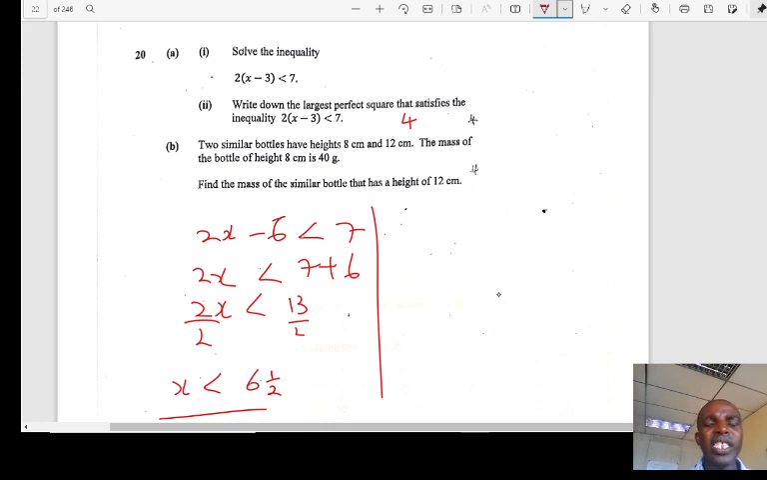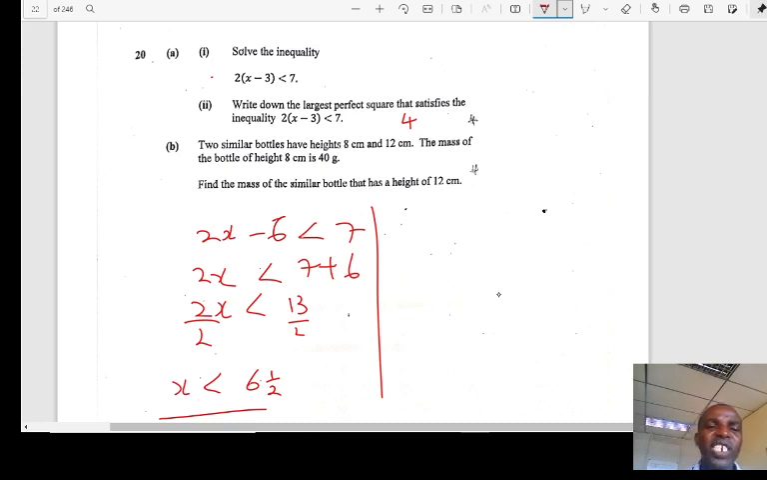Right, what you do here, these are similar bottles. If 2 shapes are similar, then the ratio of their corresponding sizes, they are equal. They are the same. So this one has height of 8 and the other one is 12. Then the mass of the bottle of height 8 centimeters is 40 grams. So find the mass of the other bottle.